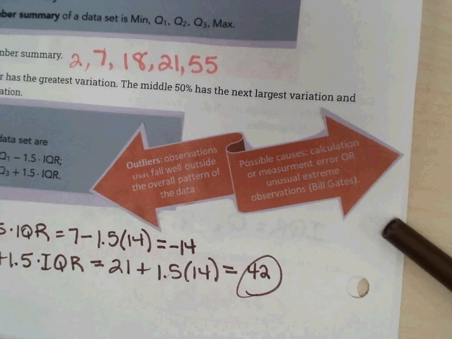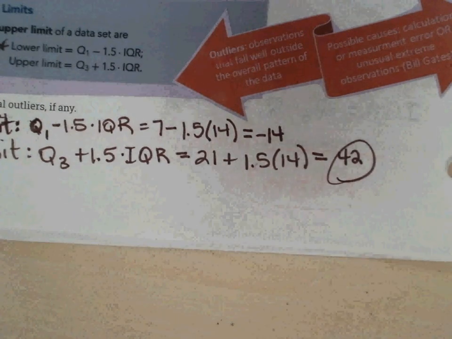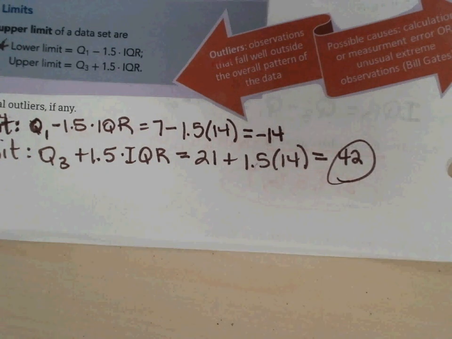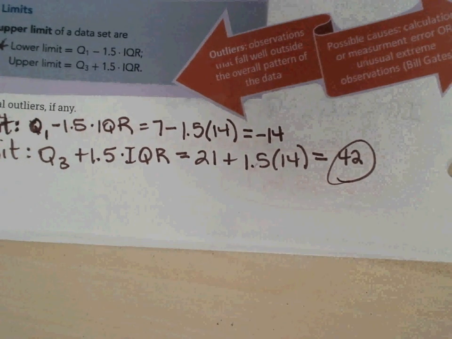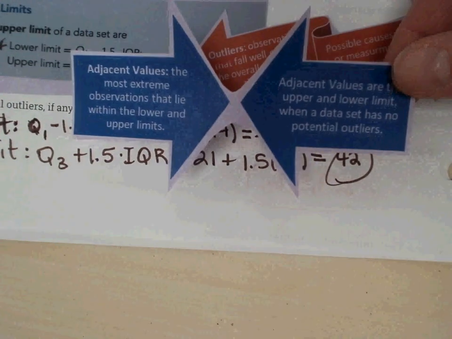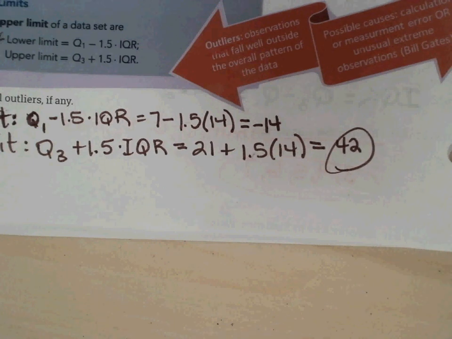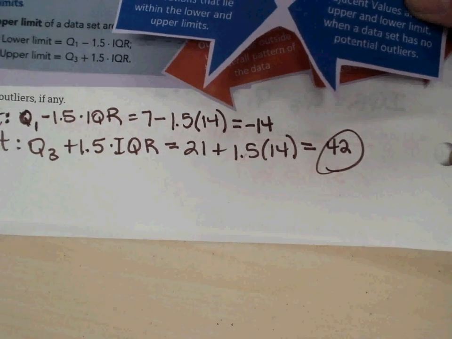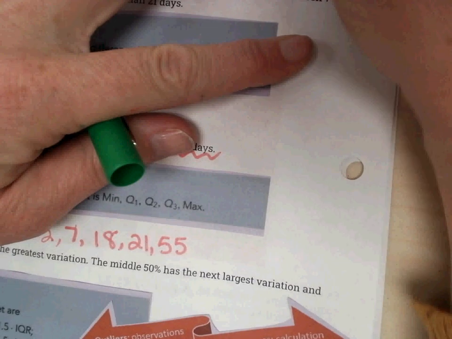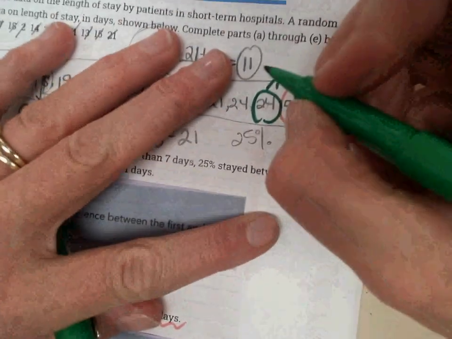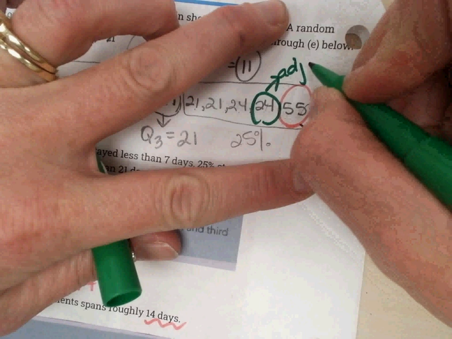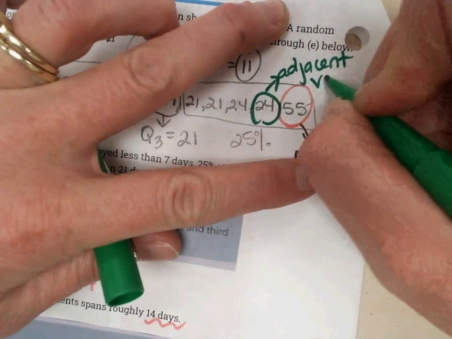55 is an outlier, and the number that is within the range, just inside the upper limit, just before the outlier, has its own special name. It's called an adjacent value, and you have that written on these blue arrows, adjacent values. They don't really fit on this page, unfortunately. We're going to stick them on the next page, but we're going to call 24, so 24, let's label that, is an adjacent value.